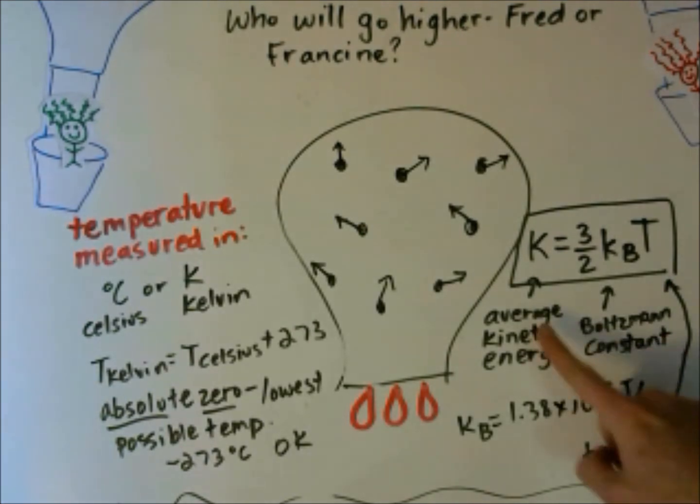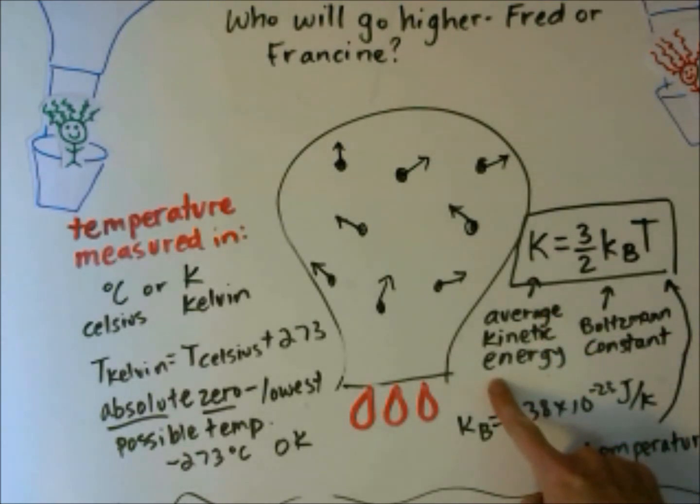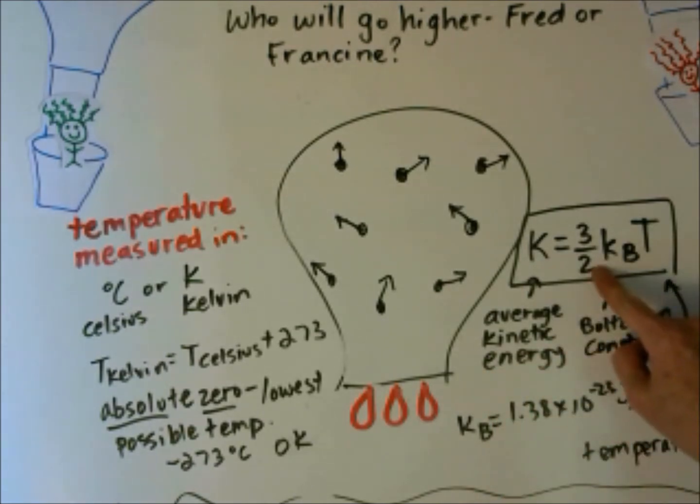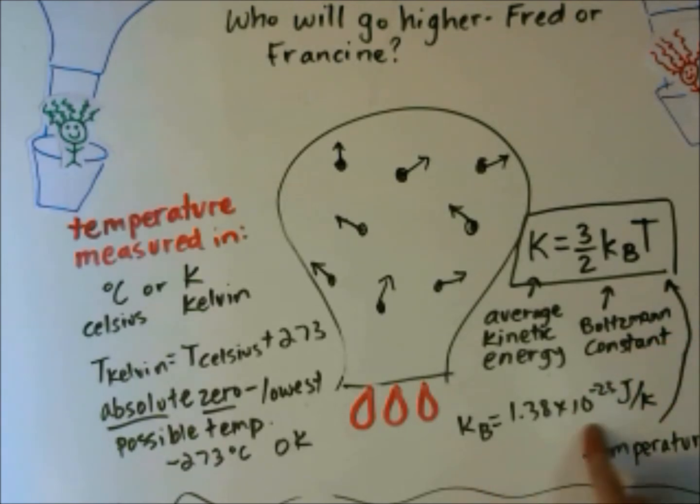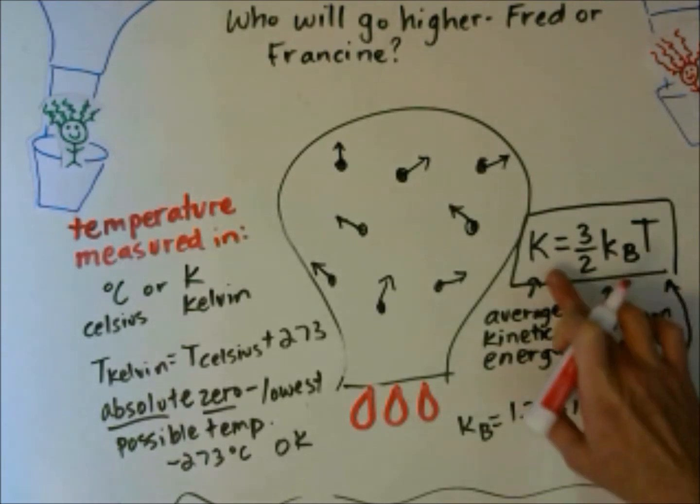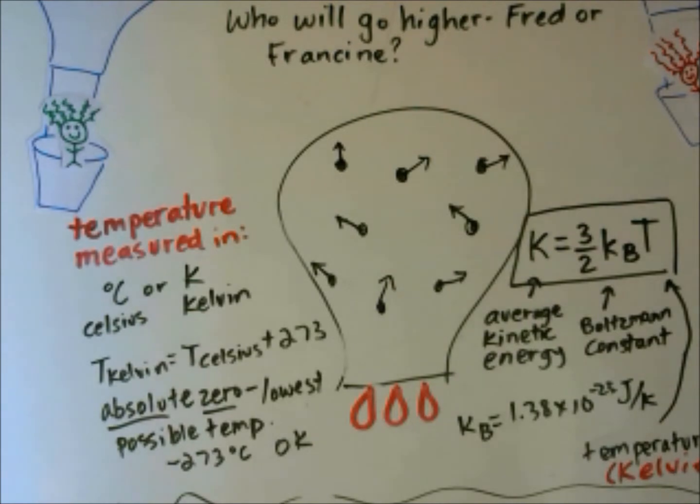This equation says the average kinetic energy of a gas equals 3/2 times this constant, the Boltzmann constant. The Boltzmann constant is equal to this value. You don't need to learn it. It is on your AP equation sheet. Times the temperature. Now the temperature must be given in Kelvin for this equation, and that's because the Boltzmann constant is given in joules per Kelvin. Also, the kinetic energy is going to be given in joules.